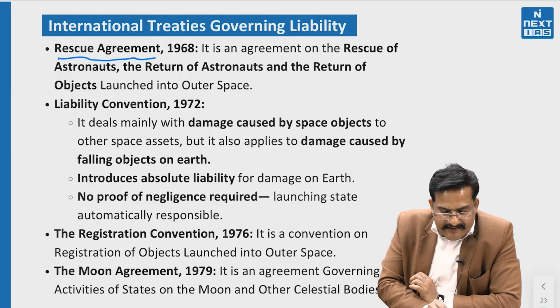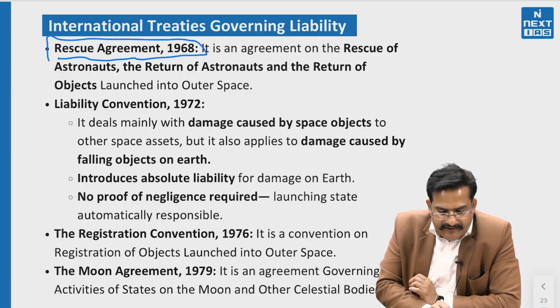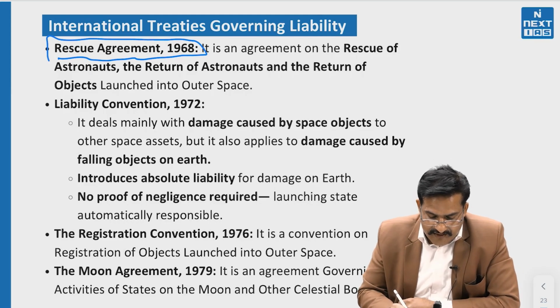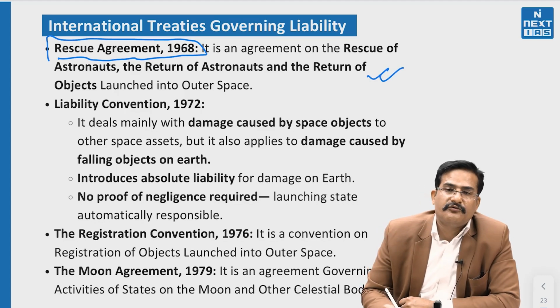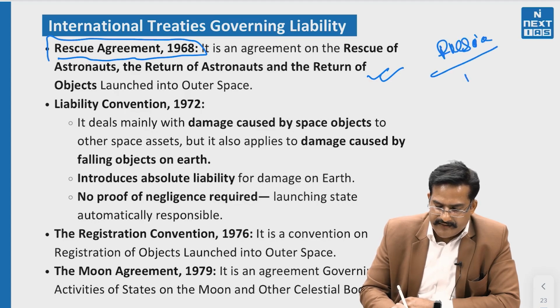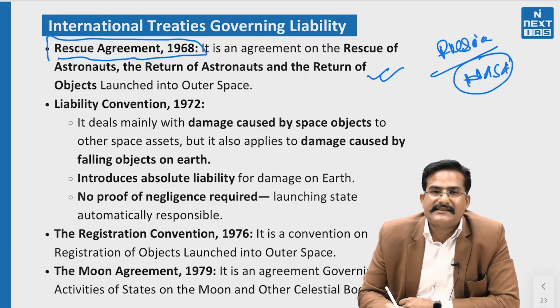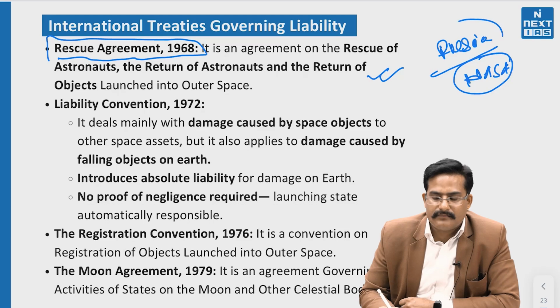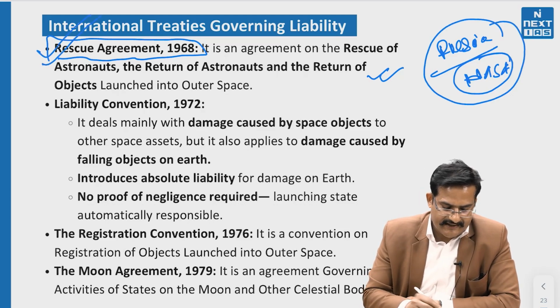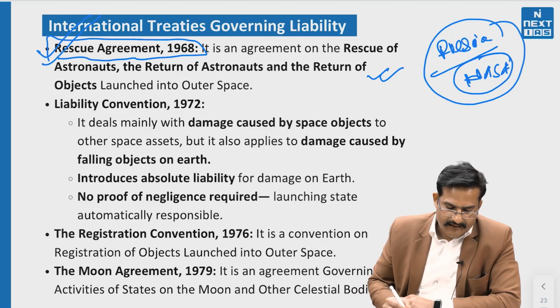The second is the Rescue Agreement of 1968. We are discussing it in chronological order. What is it? It is an agreement on the rescue of astronauts, the return of astronauts, and the return of objects launched into outer space. You might have seen various scenes where Russian astronauts are rescued by NASA. Both states are basically in a virtual war, but when it comes to outer space, both are friends. Why? Because of this treaty, the Rescue Agreement of 1968.